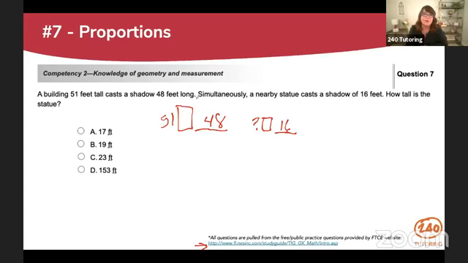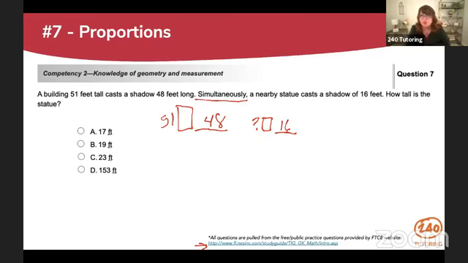It says simultaneously. So that's telling us that we can set this up as a proportion because the variables are the same and those ratios have a relationship. The sun is shining on them at the same time, hitting them at the same angle. All those variables are the same. So there's a proportional relationship. If it's causing a shadow on a building a certain length, there's going to be a proportional relationship to that statue. Okay, so we can set this up as a proportion.